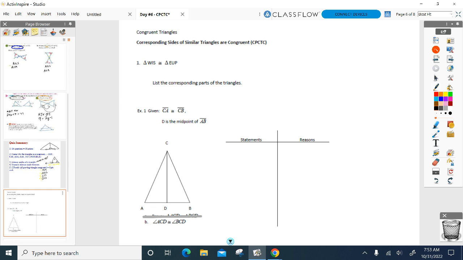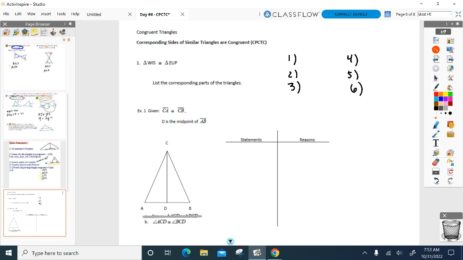Today, what happens after I prove the triangles congruent? We're going to take our proofs that end in SAS, and we're going to take it one step further. What happens after I know the triangles are congruent? Well, I already know triangle WIS and triangle EUP. Notice I didn't give you a diagram. You don't need it. All you need is that statement right there. If the triangles are congruent, so are all 6 of their corresponding parts.